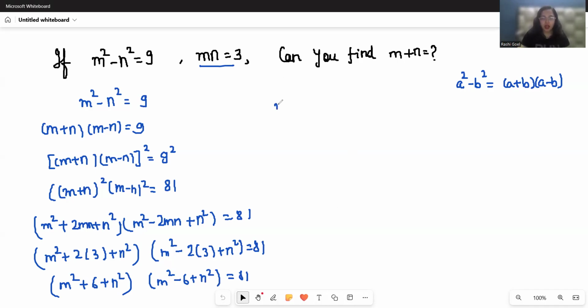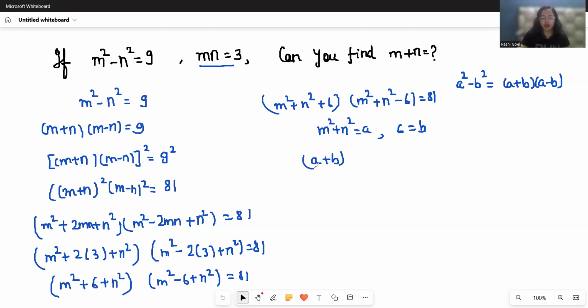Now we can write m square plus n square plus 6 and m square plus n square minus 6 is equal to 81. If I take m square plus n square as a and 6 as b, so it becomes a plus b times a minus b is equal to 81. So we can say that m square plus n square whole square minus 6 square is equal to 81.